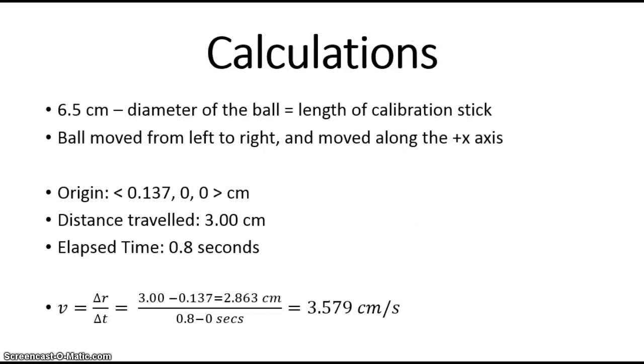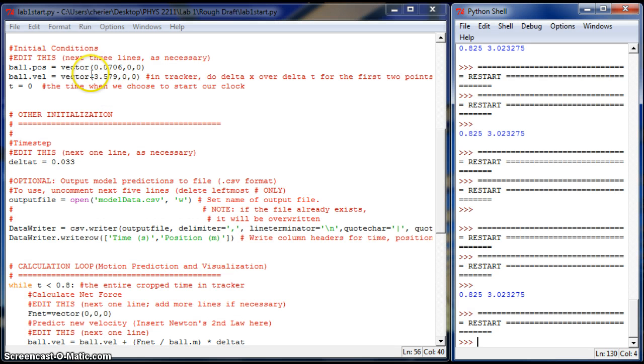The origin was defined to be vector <0.137, 0, 0> centimeters. The distance traveled was 3 centimeters, and the elapsed time was 0.8 seconds. As per the average velocity equation, the average velocity of the experimental model was 3.579 centimeters per second. Now we know where the vector <3.579, 0, 0> for ball.vel comes from.